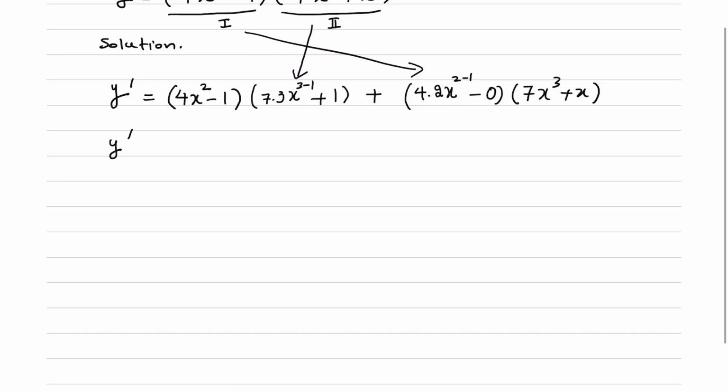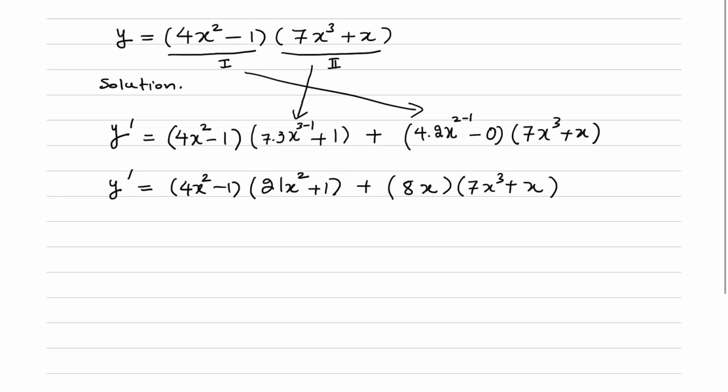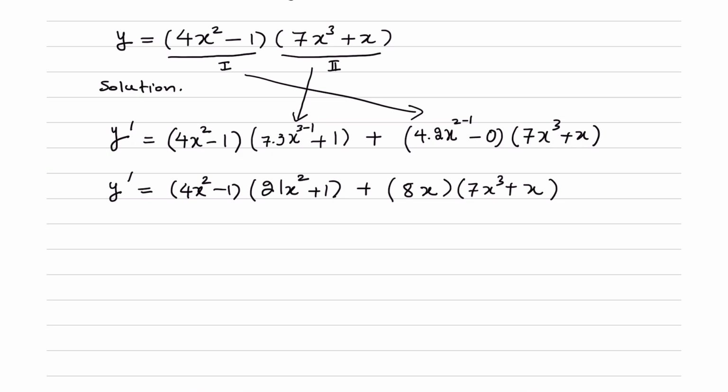Now we will simplify. This can be written as (4x² − 1)(21x² + 1) + 8x(7x³ + x), since 4 times 2 is 8 and 2 minus 1 is 1. Either we write the x¹ or we don't, it does not matter. So that's how we find the derivative of an expression y by using the product rule.